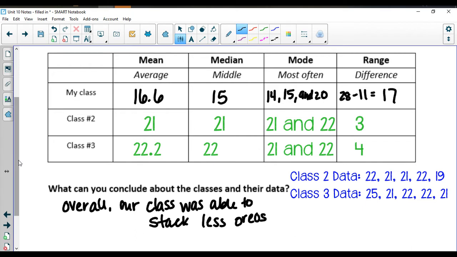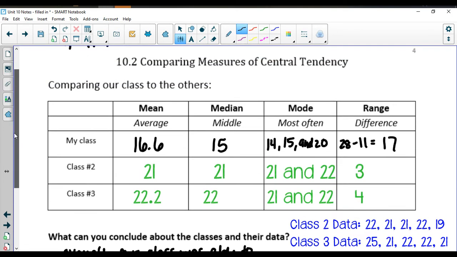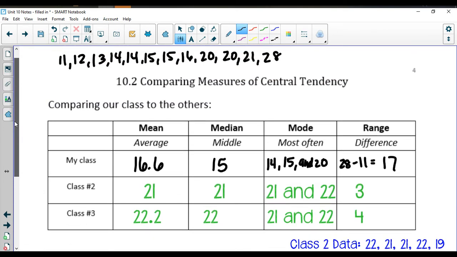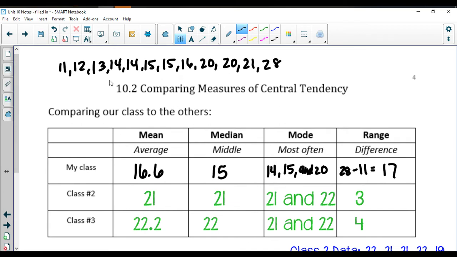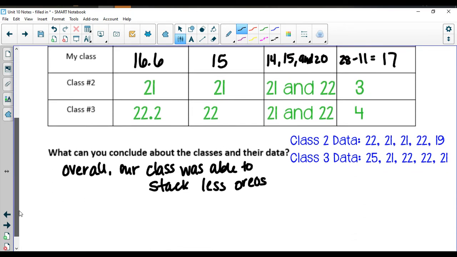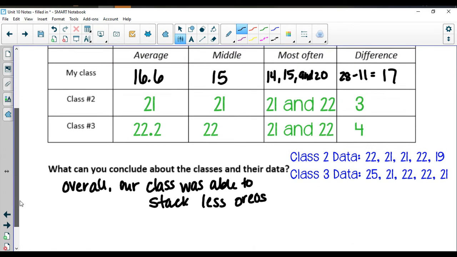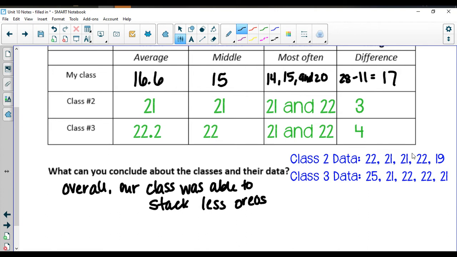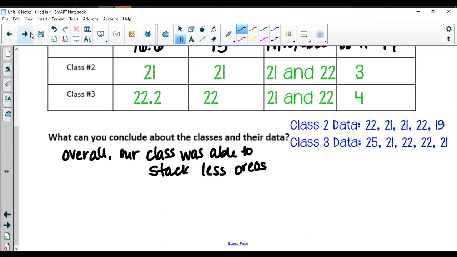It could have been that I asked you for your top two numbers. Some of you maybe had practice rounds at the beginning, and then you got a little bit better for that second round. But it looks like most of these other classes were able to score above 20, with the exception of one group in class two's data. So overall, our class was able to stack fewer Oreos, and we can see that with our average in particular.